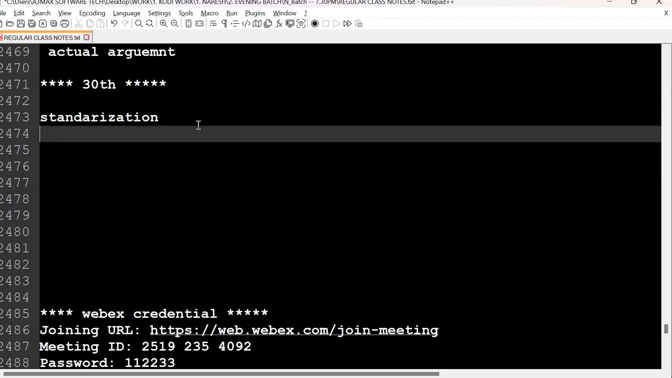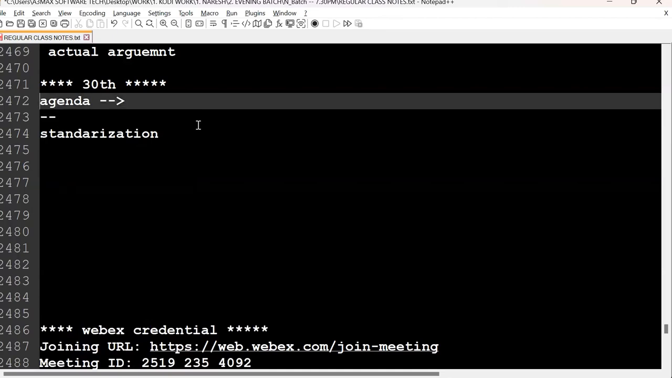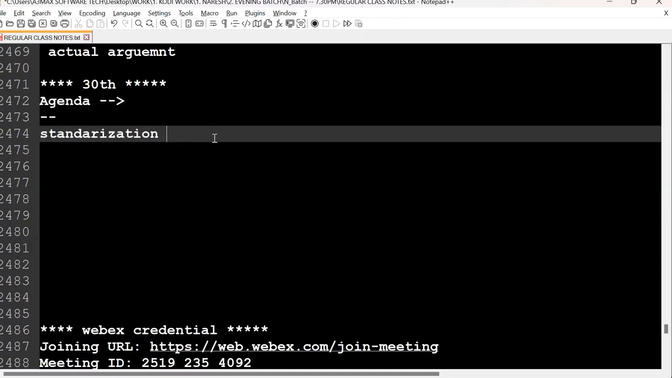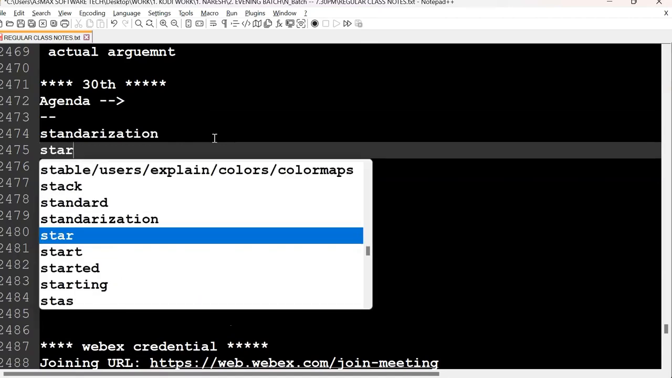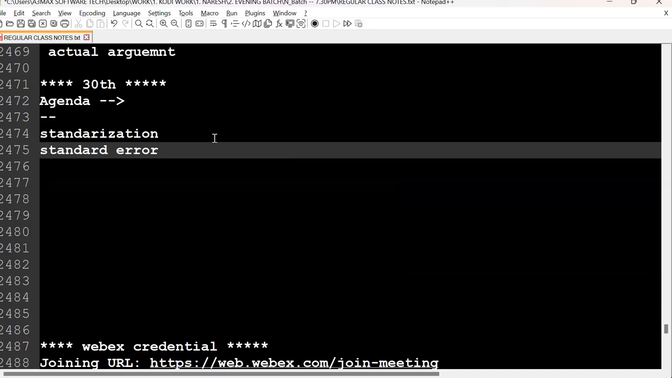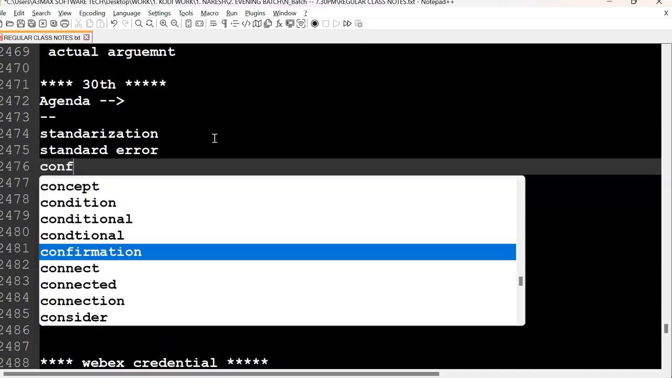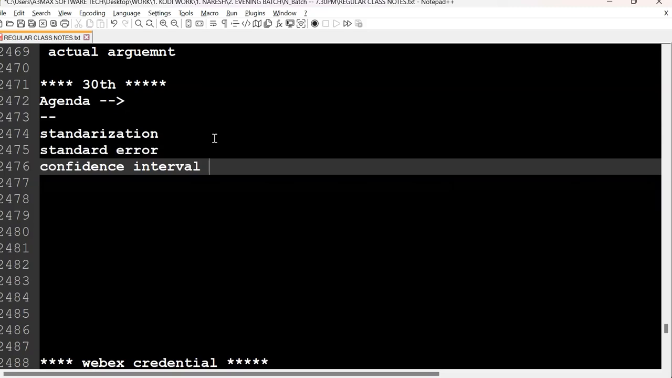Agenda for today's session. The first concept is standardization. The second concept is standard error. The third one is confidence interval.